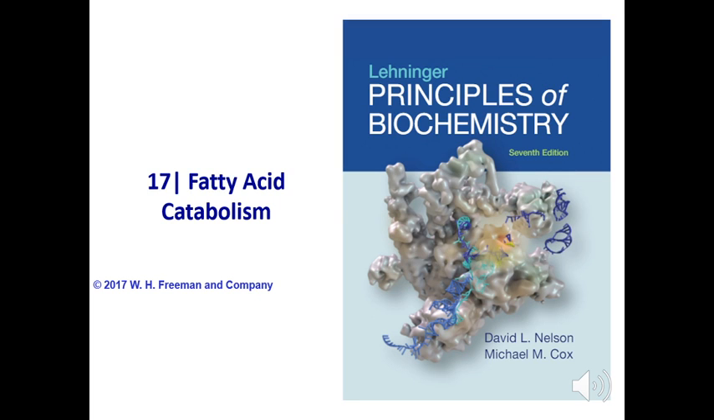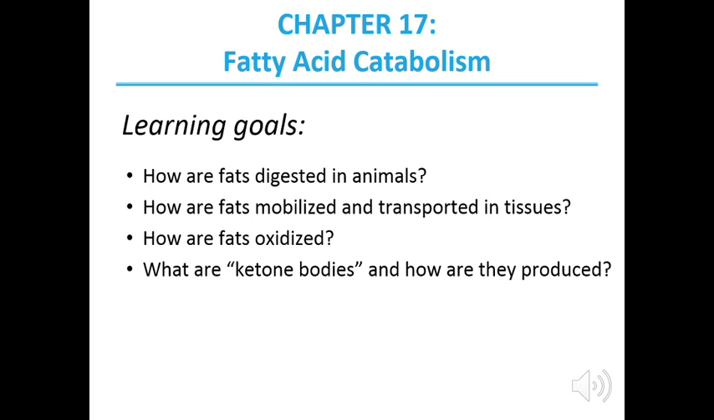The current chapter involves fatty acid catabolism. These are the learning goals for this chapter. This chapter will give you a fairly good description as to how fats are digested in animals. To understand this, you need to understand how fats are mobilized and transported in tissues. In addition, you also need to understand how fats are oxidized.